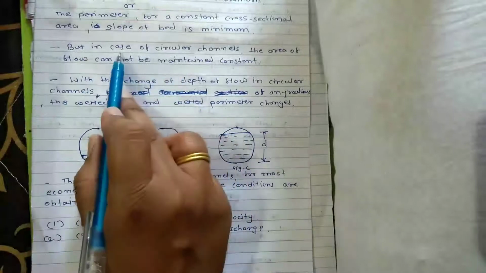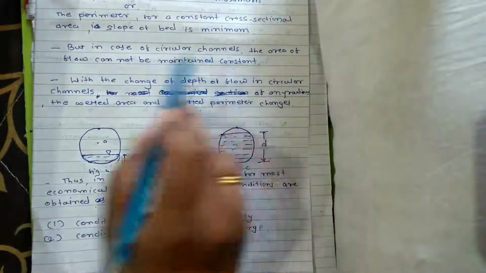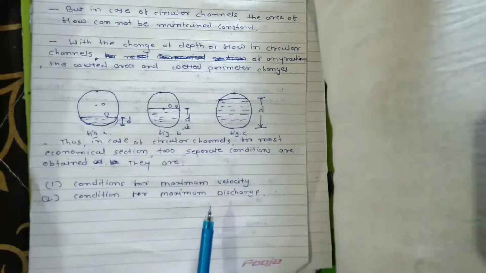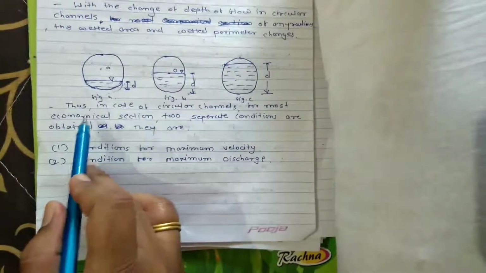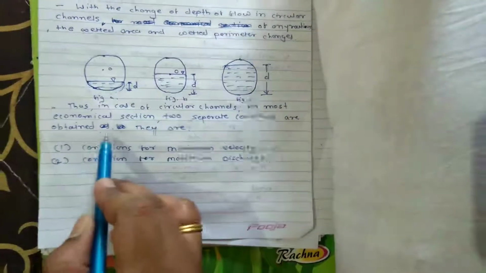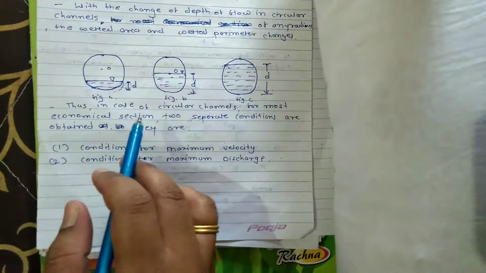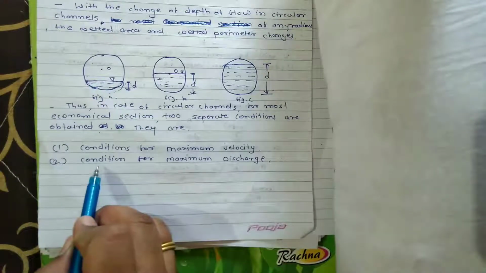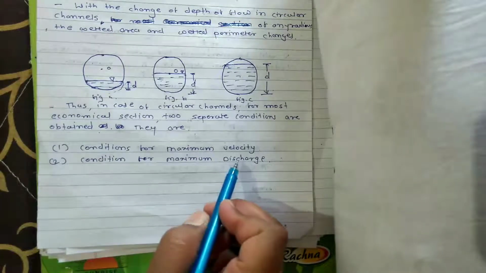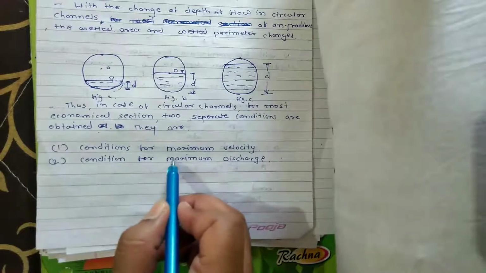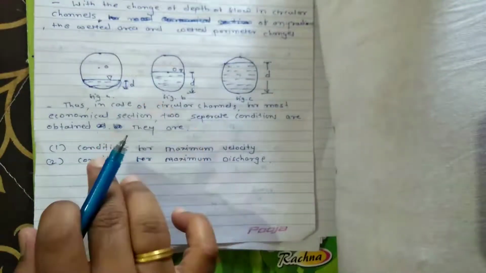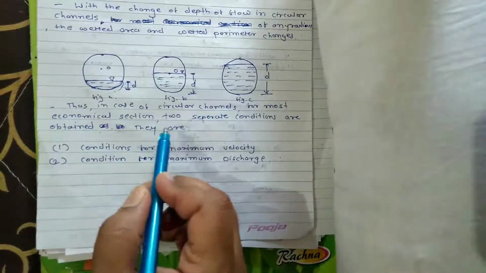So in the case of circular channels, the area of the flow cannot be maintained constant; it is going to change. In a circular channel, for the most economical section, two separate conditions are obtained. In other channels we used only one condition, the condition for the maximum discharge, because in those sections the area remains constant. But in a circular channel section, the area does not remain constant, so there are two conditions.